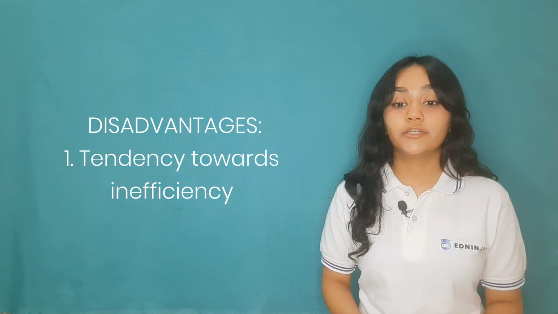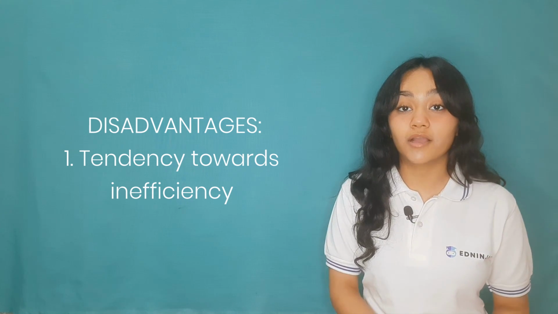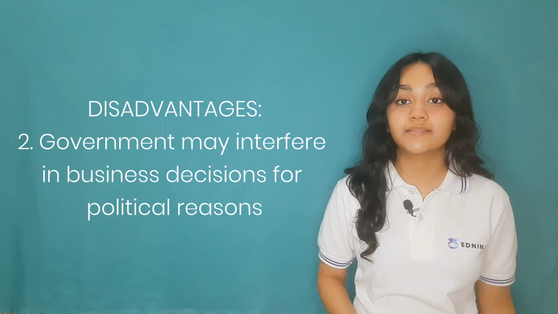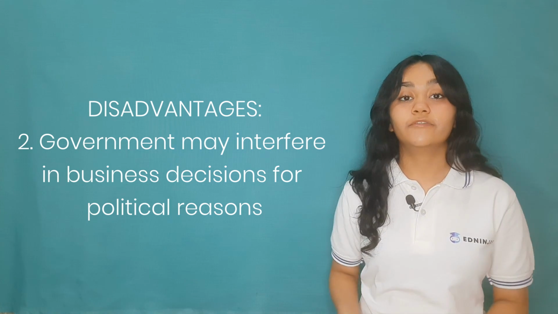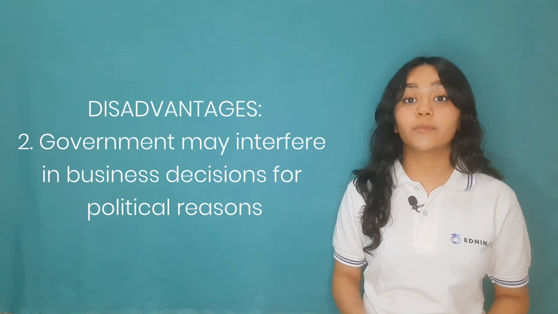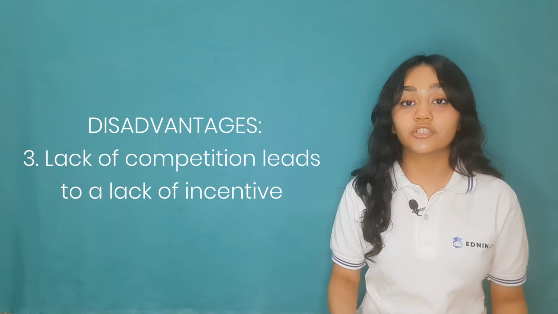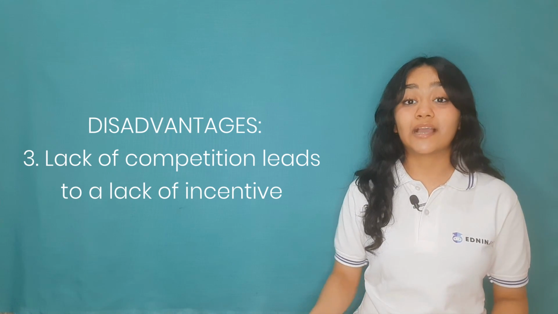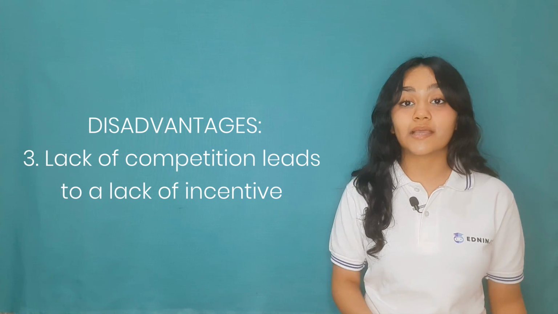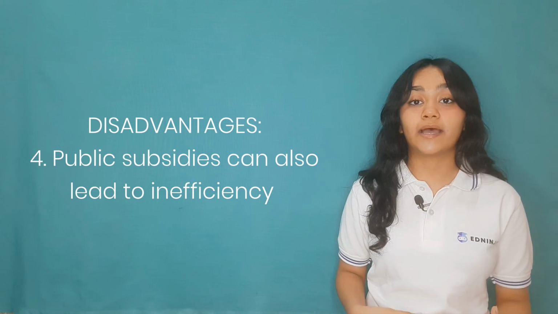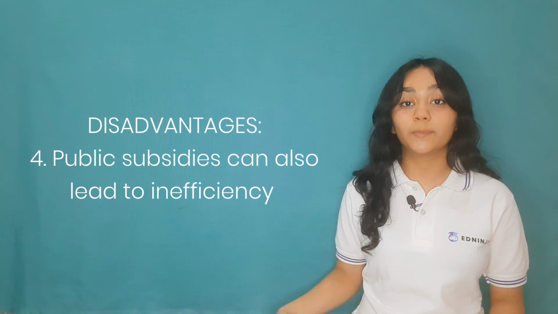While on the other hand, there's a tendency towards inefficiency due to the lack of strict profit targets. Also, a disadvantage is that governments may interfere with business decisions for political reasons. For example, opening up a new branch in a particular area in order to increase popularity. Also, the lack of competition to public corporations may lead to a lack of incentive to increase consumer choice and increase efficiency. In the same way, public subsidies may lead to inefficiency, as the managers may think that even if the business makes a loss, the government will be there to support them.